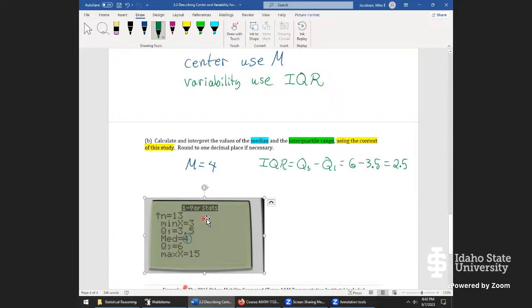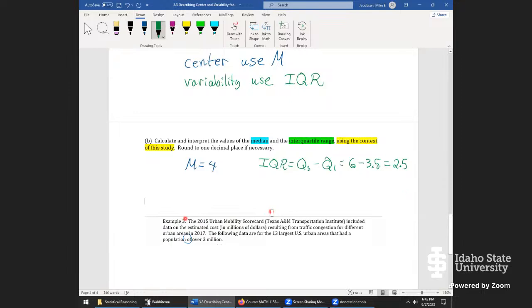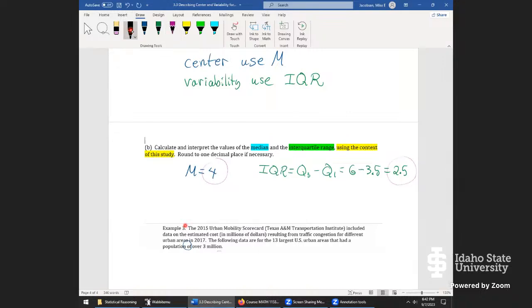So with that out of the way, now we have to make an interpretation of what these values even mean. We're trying to interpret the 4 here and the 2.5. Plus, we also have to use the context of the data as well. So let's give this a try. One thing that's always helpful is reminding ourselves what the median M really represents in the first place, and it is the 50th percentile.